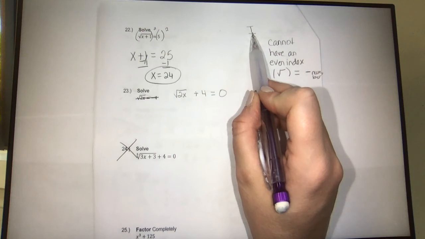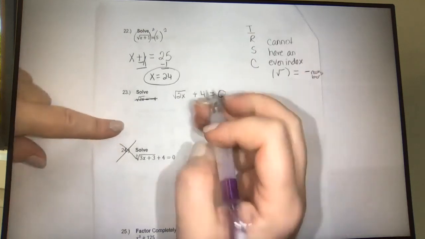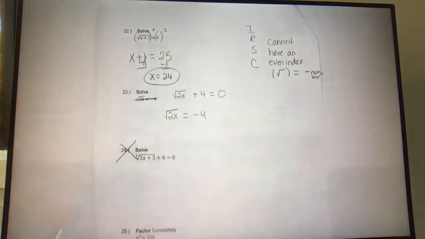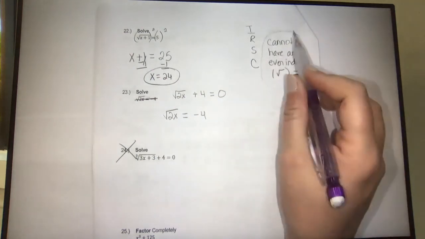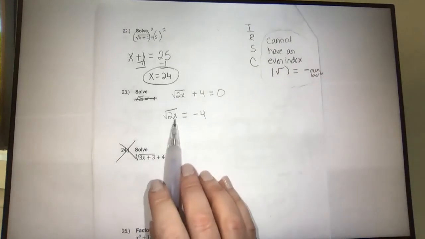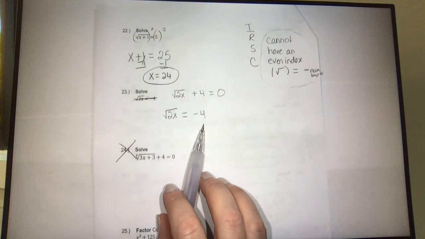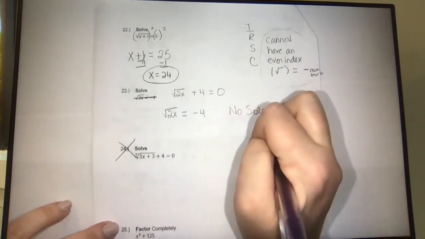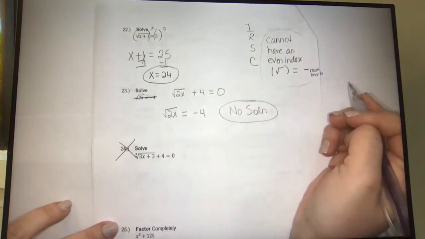Isolate. So you're going to have to isolate. So what are you going to have to do? Subtract 4. Ms. Holcomb, it was just written that way. I know, but I wanted you to do it yourself because you're going to have to on the test. Okay. All right. Now, before I jump in and raise and solve and check, what was that little stipulation we said? You can't have an even index equaling a negative number. This means no solution. And you stop.